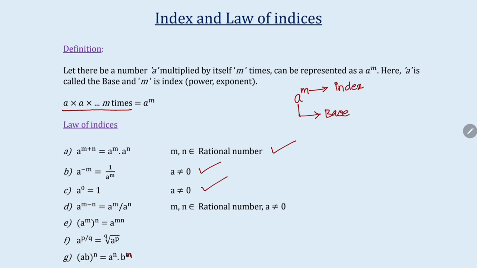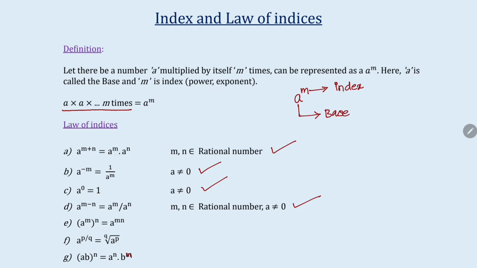Now again m and n are rational numbers, and a, since it is coming in the denominator, should not be equal to 0. The next one is a raised m, and this whole number is raised to the power n. This we can write as a raised mn, meaning both the indices m and n are multiplied together. The next one is a raised p upon q. This we can write as the qth root of a raised to the power p.